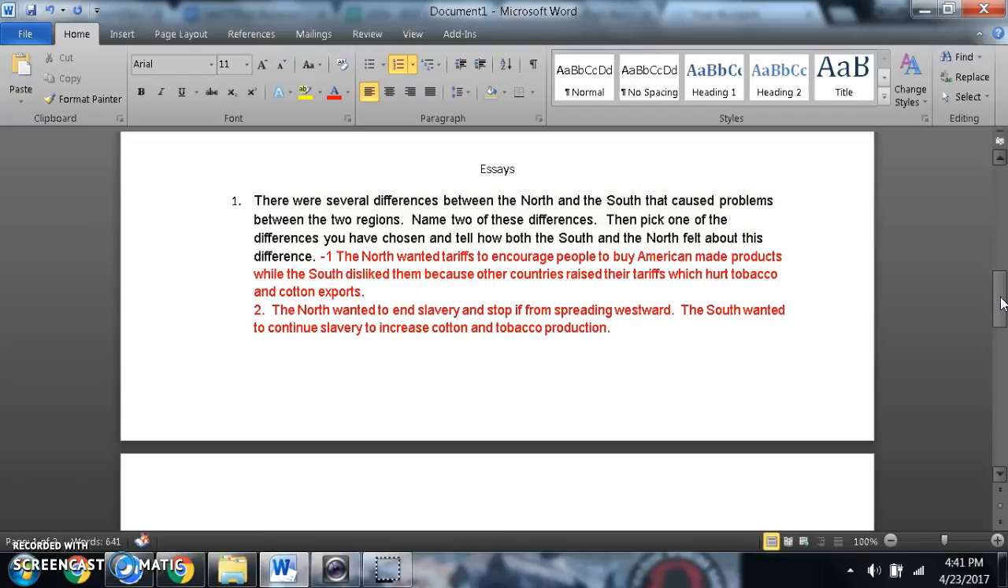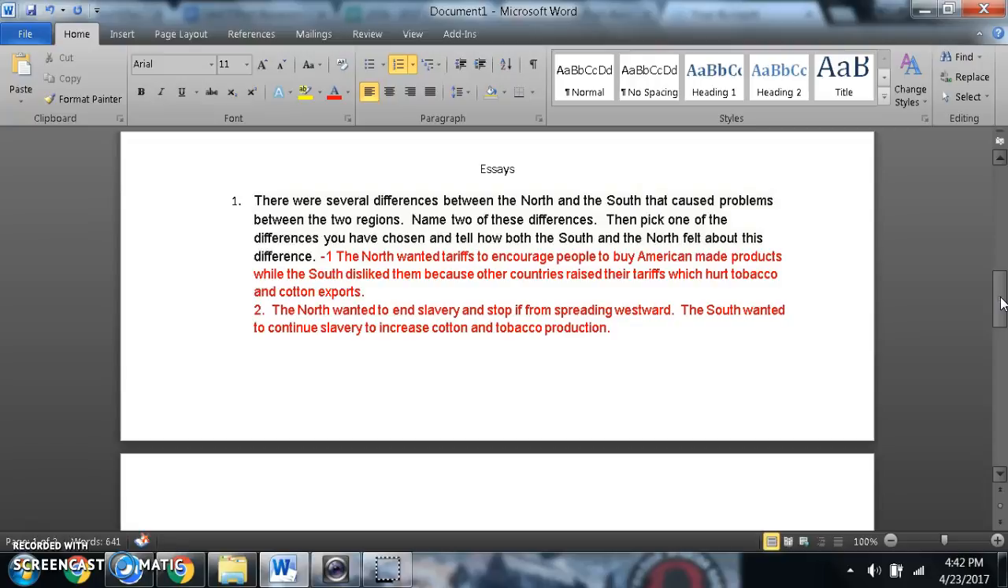Number one, there were several differences between the North and the South that caused problems between the two regions. Name two of these differences, then pick one of the differences you have chosen and tell how both the South and the North felt about this difference. First of all, let's say the North wanted tariffs to encourage people to buy American-made products, while the South disliked them because other countries raised their tariffs, which hurt tobacco and cotton exports.